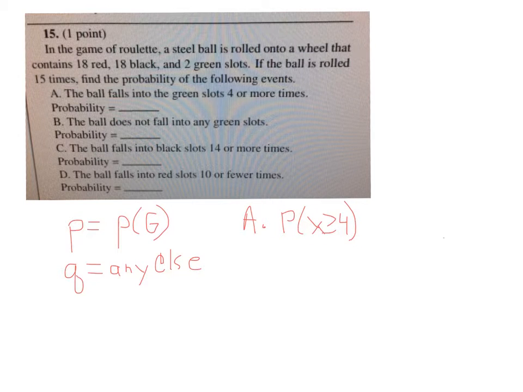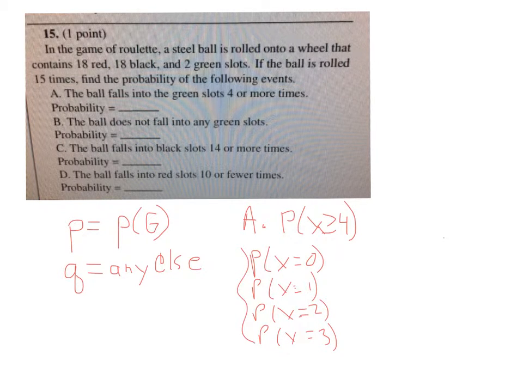And the best way to do that, if we're rolling it 15 times, is to find the probability that X is 0, 1, 2, or 3, because then you just have to calculate those 4 probabilities and then take all of those added together and do 1 minus the total. That's the easiest way to find 4 or more, is to find less than 4 and just subtract it from 1.